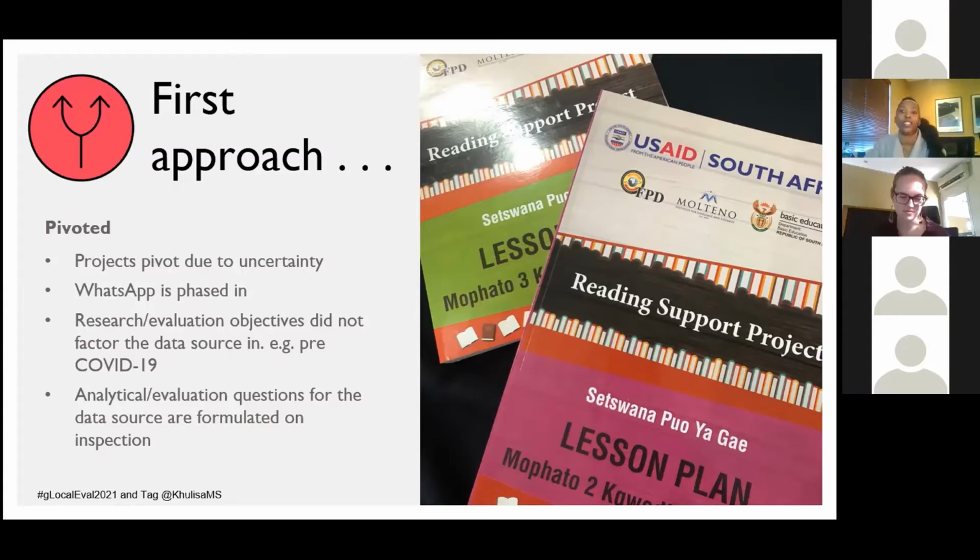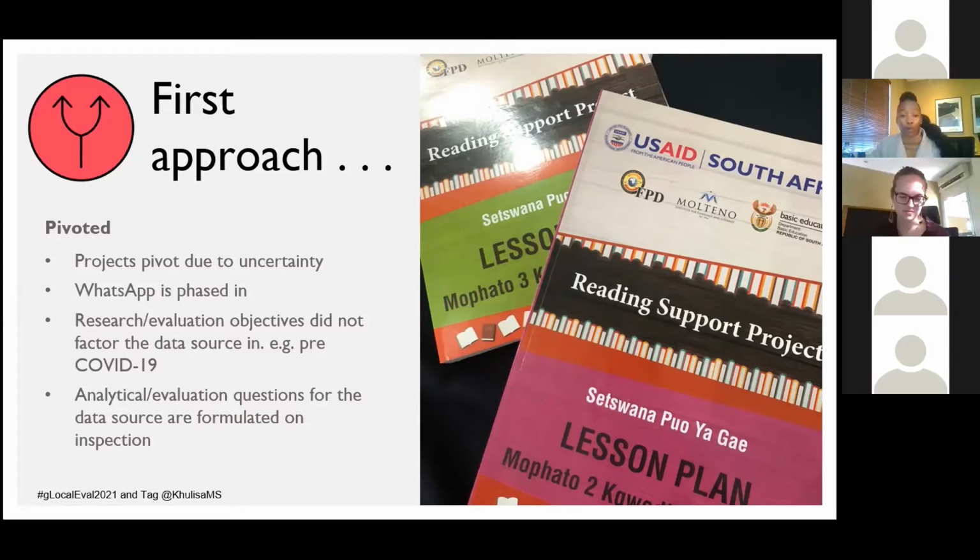Or for instance, you started out one way, but because of some unforeseen circumstances, for the most part, you end up having to resort to other methods. You see, in the pivot approach, WhatsApp is phased in. Right? It wasn't the initial mode of communication or how the research had envisioned continuing and doing its work. So it's phased in here.